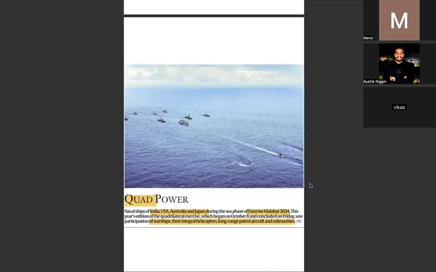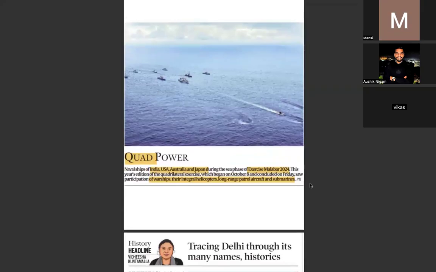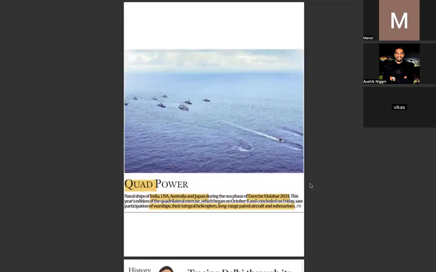But apart from this, we also talk about how the Quad can play an important and crucial role in increasing our economic strength and economic ties, because of the importance of sea lanes of communication and the important choke points like the Malacca Strait and the Sunda Strait located there.